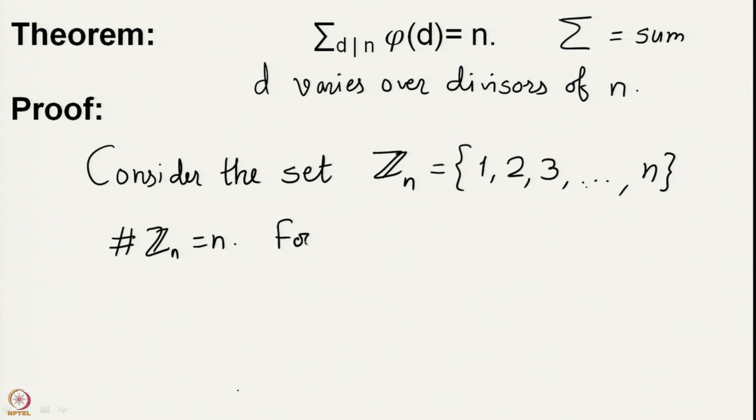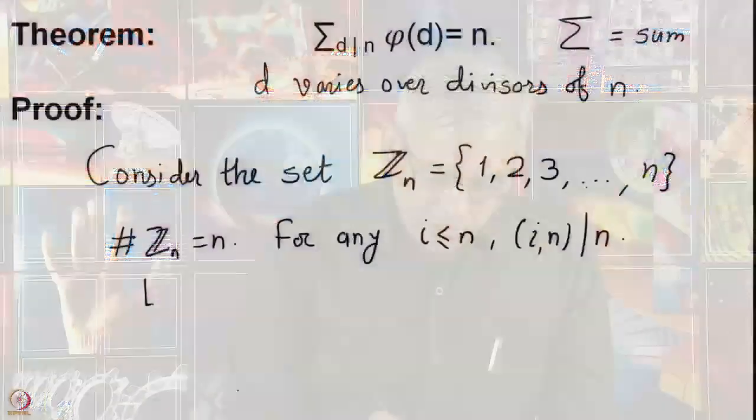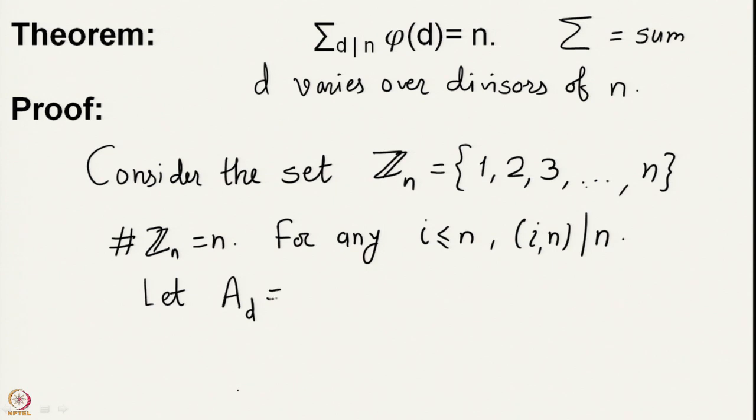Further, for any i less than or equal to n, the GCD of i comma n has to be a factor of n. The GCD by very definition is that natural number which is greatest among the common divisors of i and n. So, in particular it has to be a divisor of n. Therefore, suppose A_d denotes the set of all the natural numbers i up to n with the property that the GCD of i and n is equal to d.